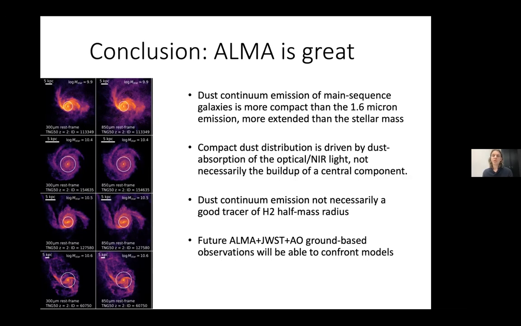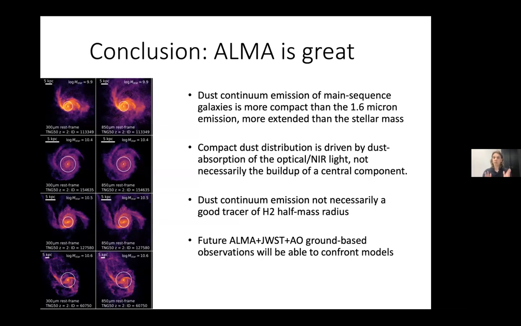the dust continuum emission of main sequence galaxies is indeed more compact than the 1.6 micron emission, but it's more extended than the stellar emission. And this is really due to the compact dust distribution driving dust absorption of the optical and infrared light. It's not necessarily the buildup of a central component. And then dust continuum emission is not necessarily a good tracer of molecular hydrogen half mass radius. But I would really like to finish with the last sentence, the forward look.